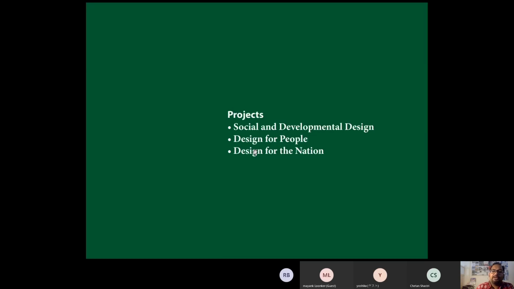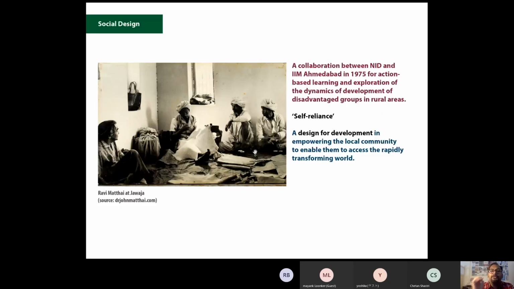When we look into the projects, you find that there are people working for social design, design for people, and also design for nation. How do you represent a nation? One of the most famous projects on social design was NID's collaboration with IIM Ahmedabad, through IIM's director Ravi Mathai and NID's director Sudhakar Chatterjee.